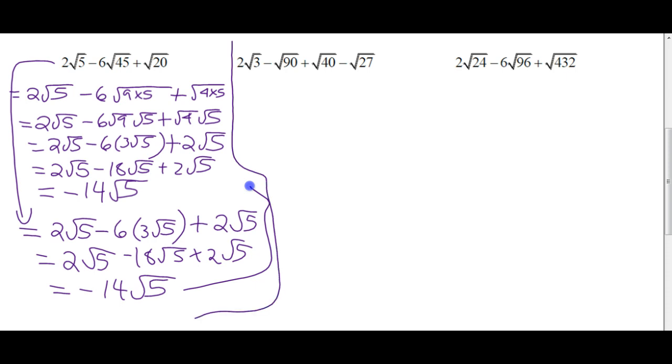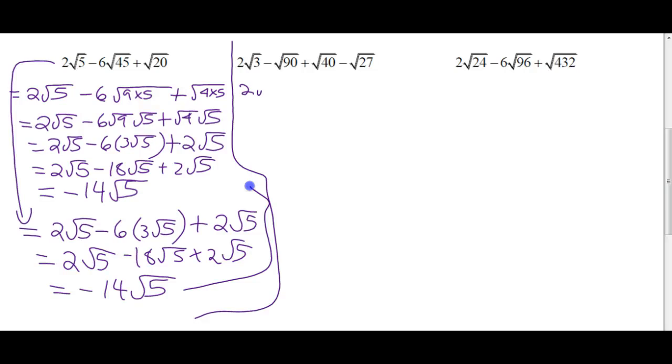Okay, 2 root 3. That means we're looking for root 3s, but 90 can't be a root 3, right? Because what goes into 90? 3 goes into 90 30 times, and 30 is not a perfect square. So this might be like x's and y's. Maybe this is an x, and this is a y, and this is an x, and this is a y, or something, right? So we'll have 2 sets of like terms.